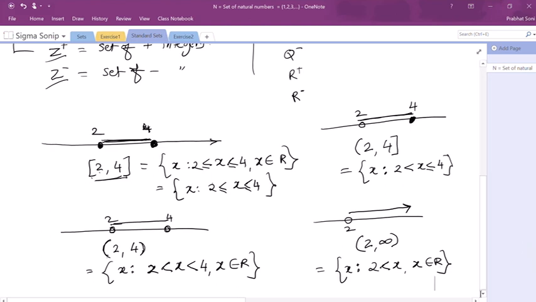Just one more thing about naming them. This interval is known as a closed interval, because you got square brackets there, and these two intervals are known as open intervals.